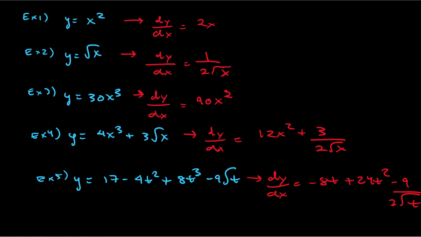To summarize, we looked at 5 different examples. On the left-hand side are all the original functions in blue, and on the right-hand side in red are their derivatives. Take a look, review, practice, and we'll see you next time.